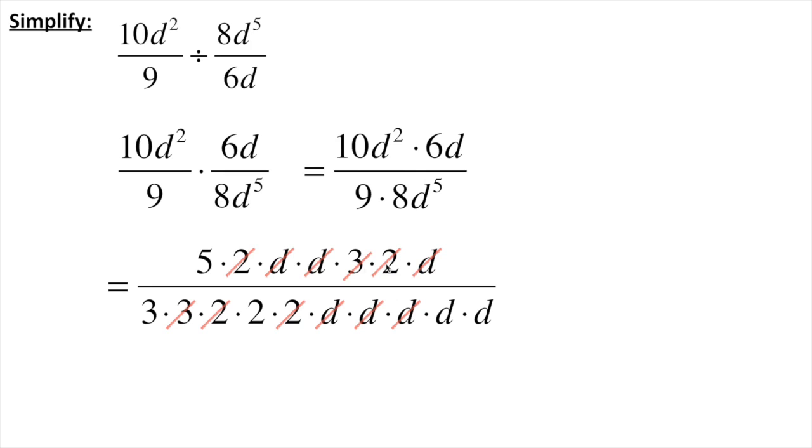Then I basically just look at what I've got left. Everything's crossed off on the top except for my 5. So 5 is going to remain on the numerator. That's on top. On the bottom, I've got a 3 times 2. Well, 3 times 2 is 6. 3 times 2 times d, so that would be 6d squared. So now I've got a 5 on top, and I've got a 6d squared on the bottom. And that's my final answer. I can't reduce it any further than that.